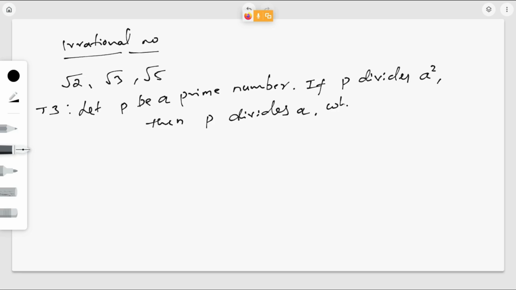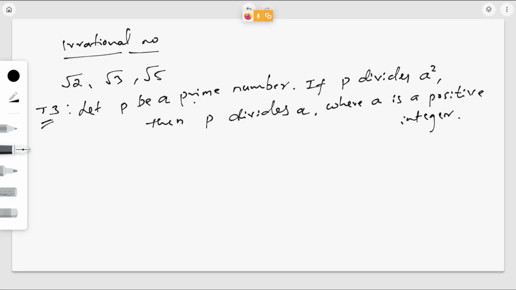Where A is a positive integer. So this one is important. Theorem number 3. The proof is not required. You don't get the proof of this theorem in the exam. But you need to remember this statement.